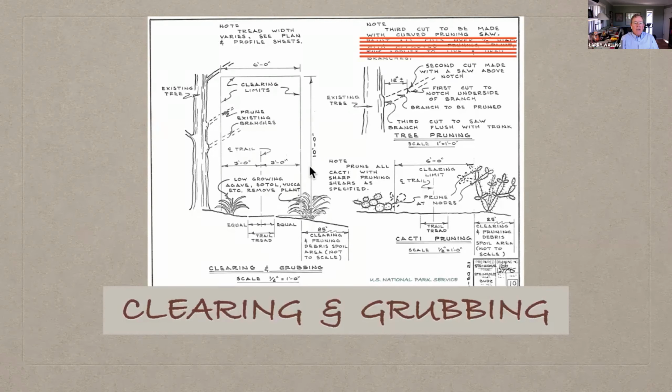And the height of the clearing would be about 2 meters, just for good, safe passage along the trail, because people have backpacks and things in their backpacks. They need space to move.